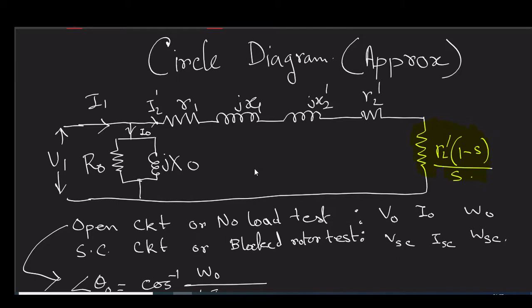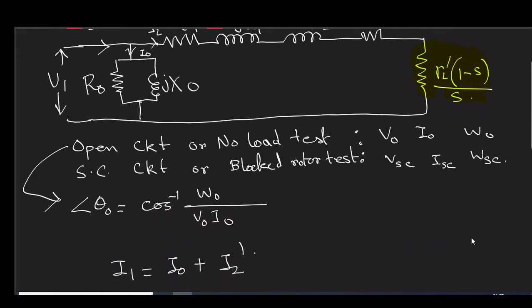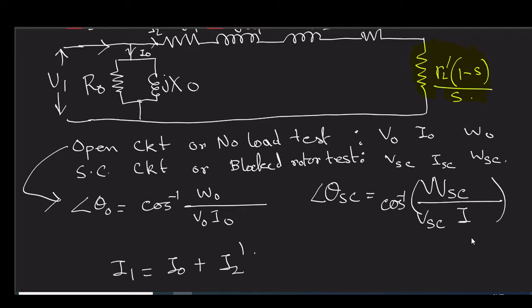Now, from this diagram, we can also measure the angle theta SC. That is your WSC, that is cos inverse of WSC by VSC into ISC, right? So if that is the case, it gives us theta SC.